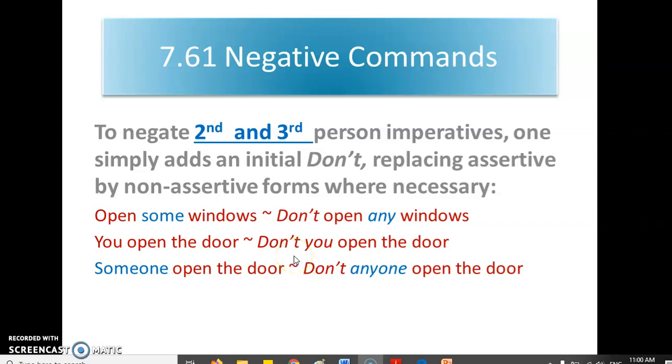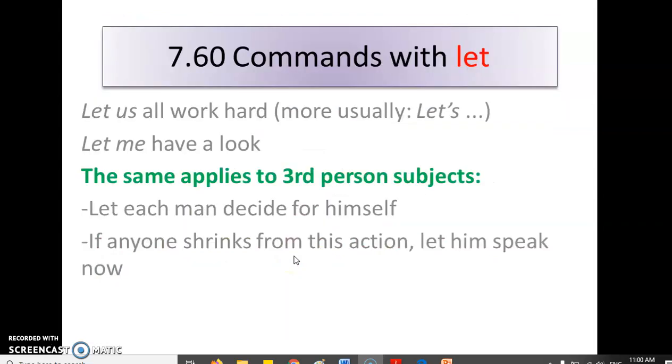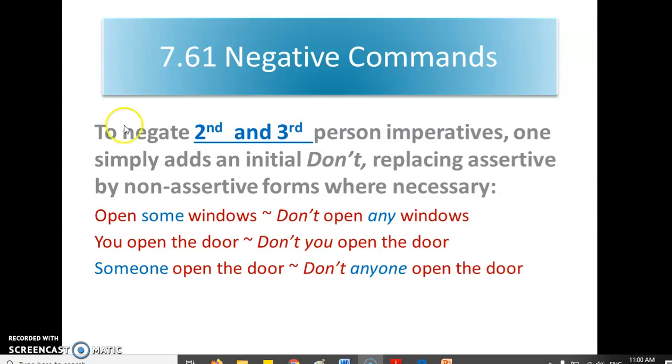We can use commands with negatives sometimes. To negate second and third person imperatives, one simply adds an initial "don't," replacing assertive by non-assertive forms where necessary. So we use commands with negatives by adding "don't." If we have a sentence, for example, "Open some windows," we can say "Don't open any windows." So we change from assertive "some" to non-assertive "any."